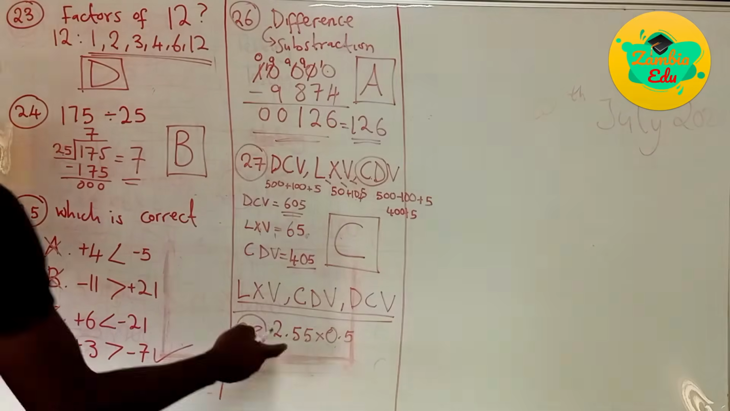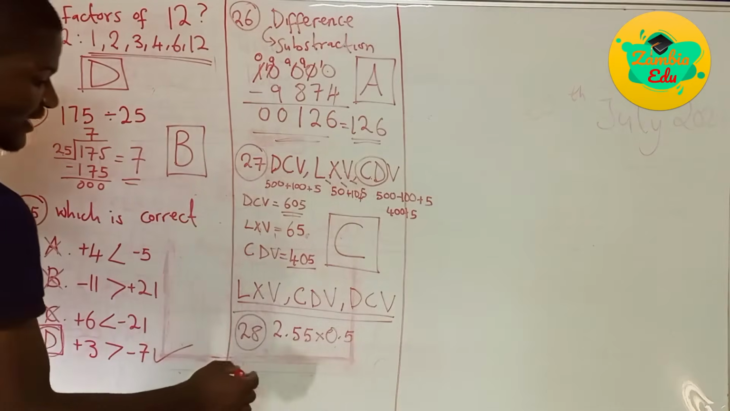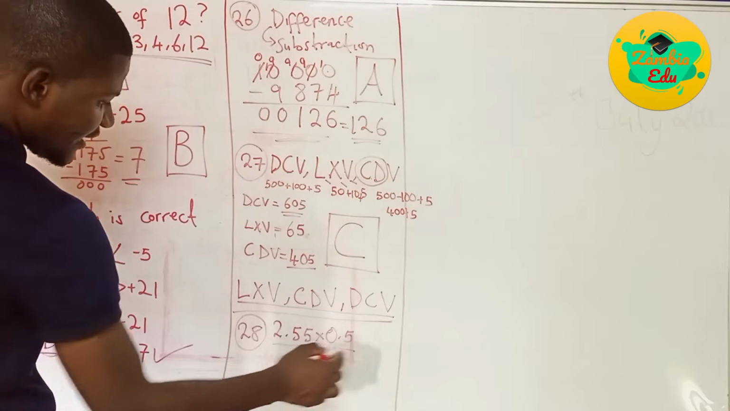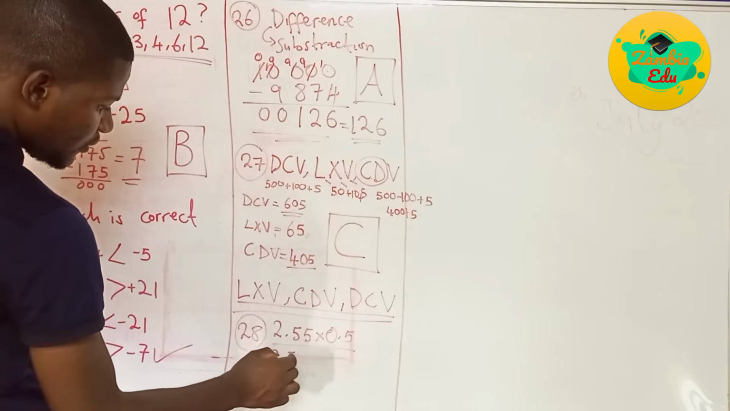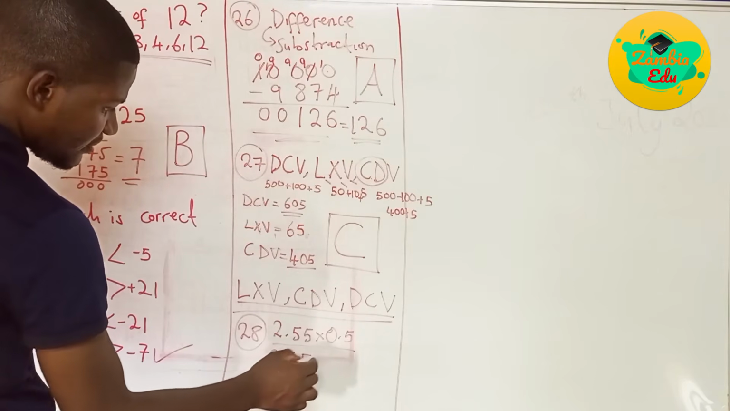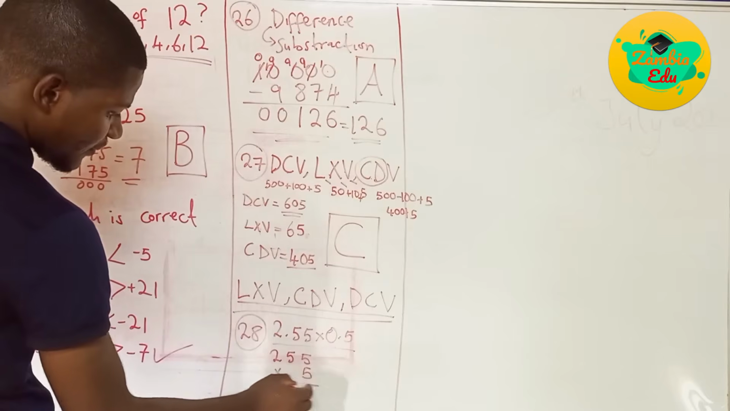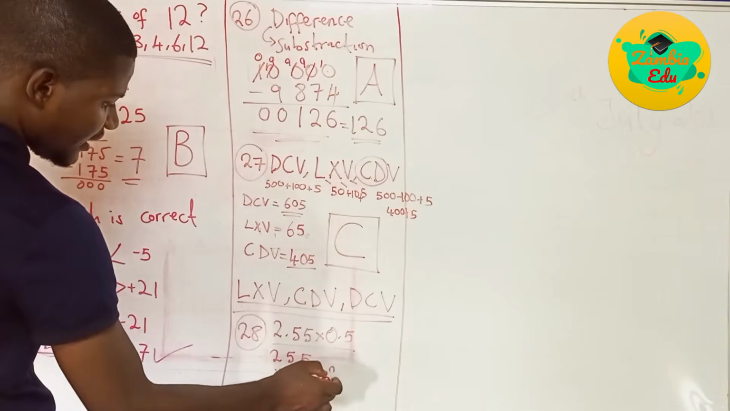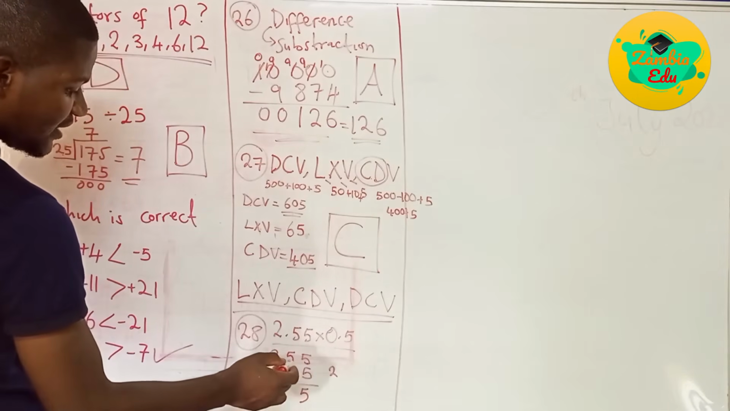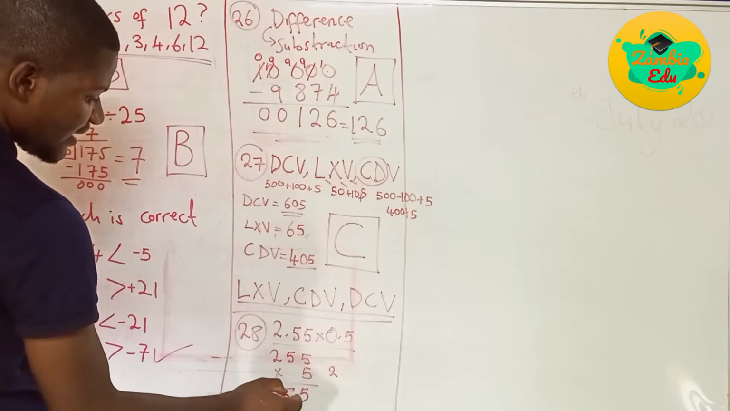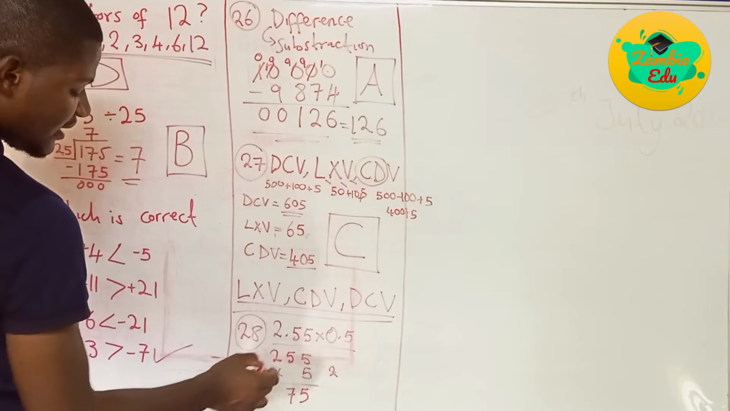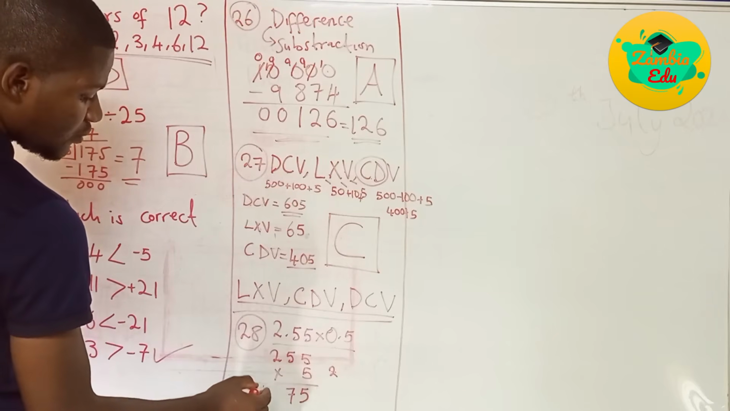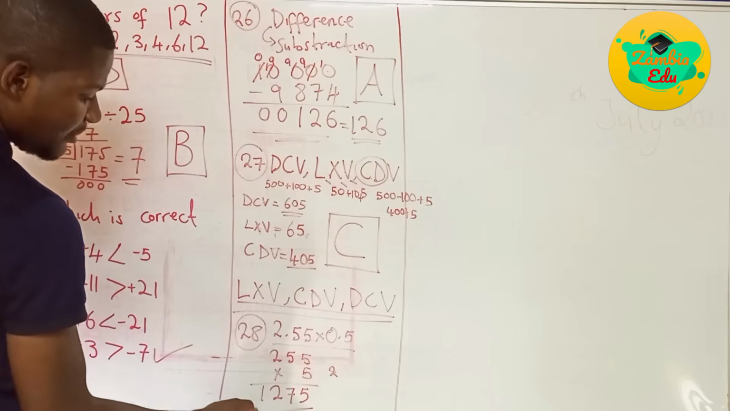So for us to be able to get that answer, let's ignore the decimal places there. Let's just say 255 times 5. So 2 times 5, 25. So you write 5, remainder 2. 5 times 5 is another 25, plus 2, 27, so 7, remainder 2. 2 times 5 is 10, plus the remainder 2 is 12. So that becomes the answer.